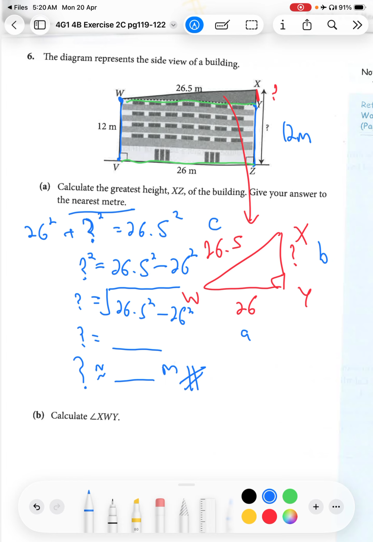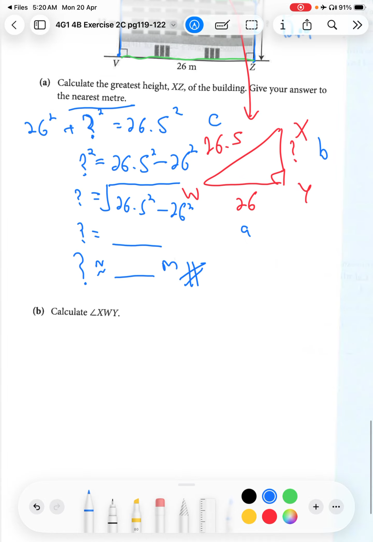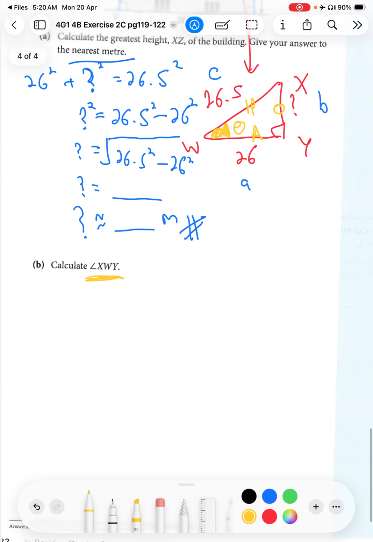Okay with this part. Then for B, they say find the angle XWY. Since I drew the diagram, the angle is here. My angle is here, my O is here, my H is here, my A is here. I can use any, but since I have the fixed values A and H, I'll use A and H.